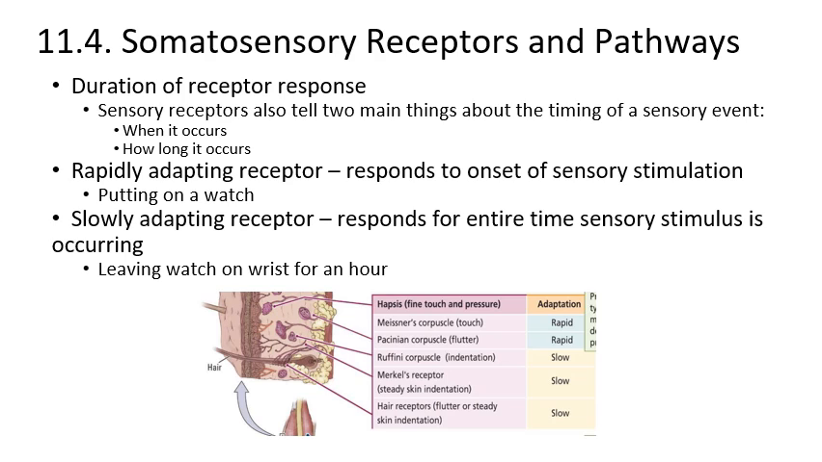There are also different durations of receptor responses. So sensory receptors are going to tell you 2 main things about the timing of a sensory event: when it happened and how long it happened. The first type of sensory receptor is the rapidly adapting receptor, which responds to the onset of sensory stimulation, such as putting on a watch. And then the slowly adapting receptor is going to respond for the entire time that the sensory stimulus is occurring. So when you leave that watch on for an hour, the sensory receptor is going to be continuously telling your brain that it's there.